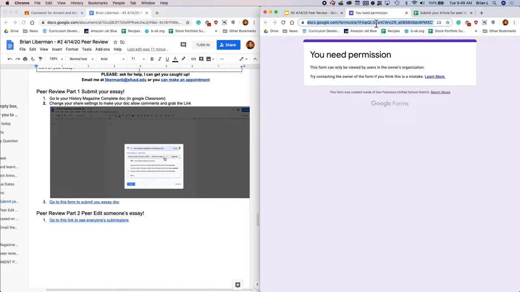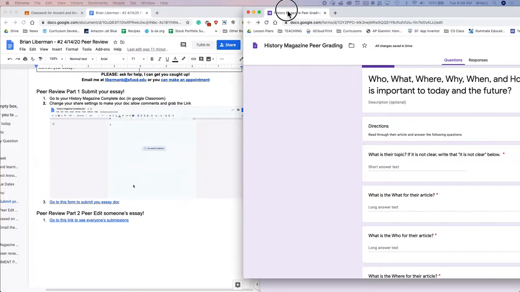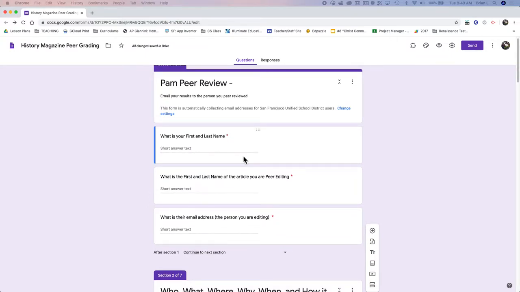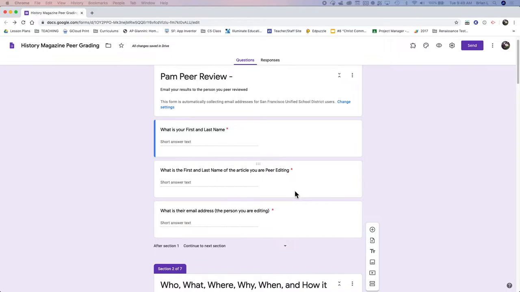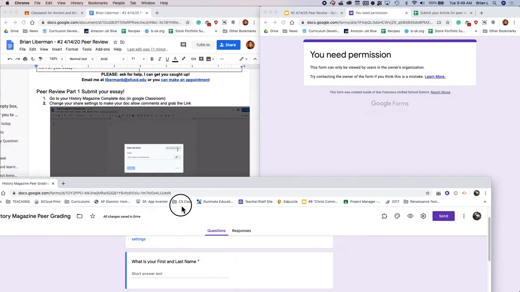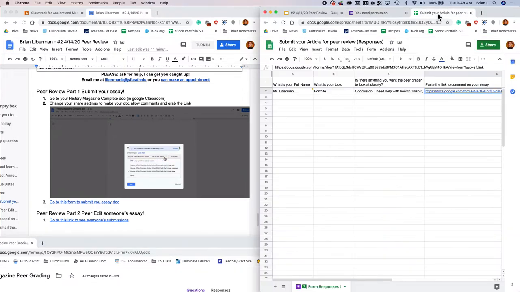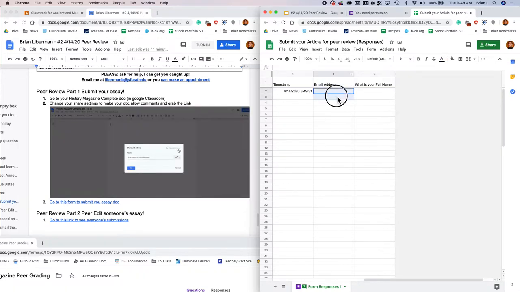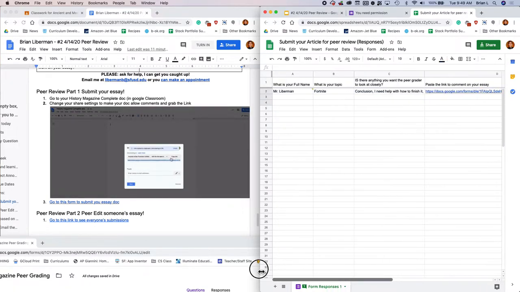And again, I need permission. I'm realizing I need to change the permission. The form looks like this. You're going to go to this form and answer these questions. What's your first name and last name? What's the name of the person you're peer editing? And what is their email address? The email address, even though mine doesn't show up in there, will show up for other people. I added it a little later, so the email address should be added. It's right here. Cool. Moving on to the next one.